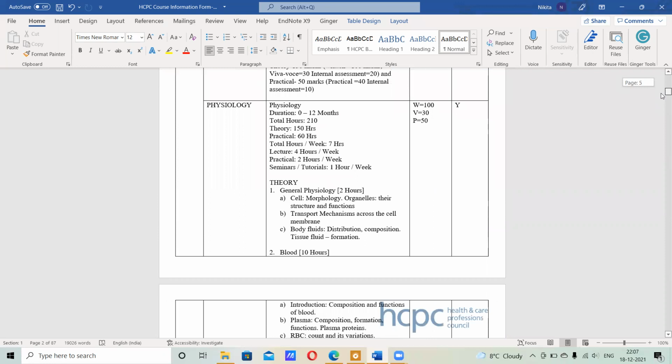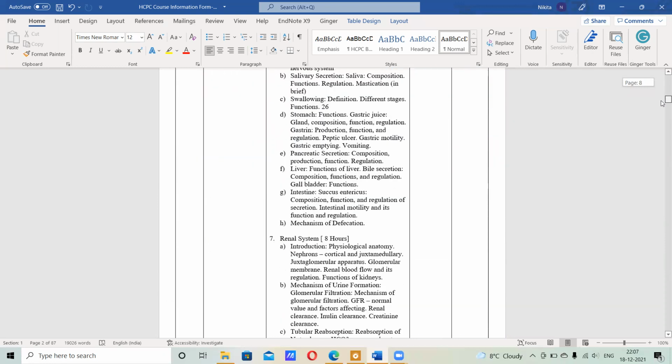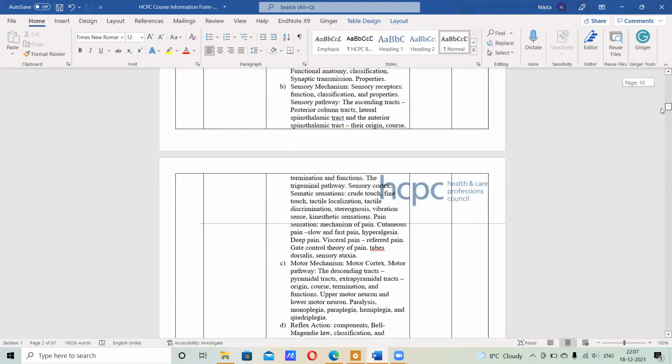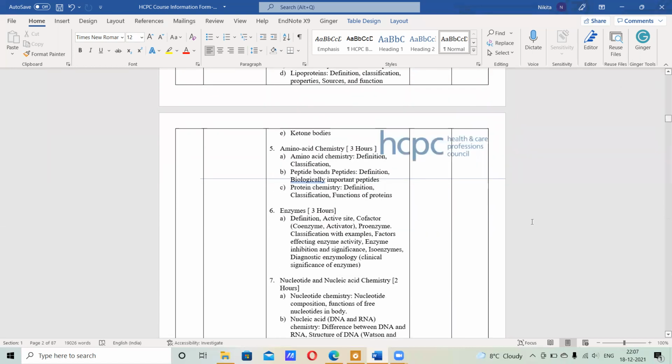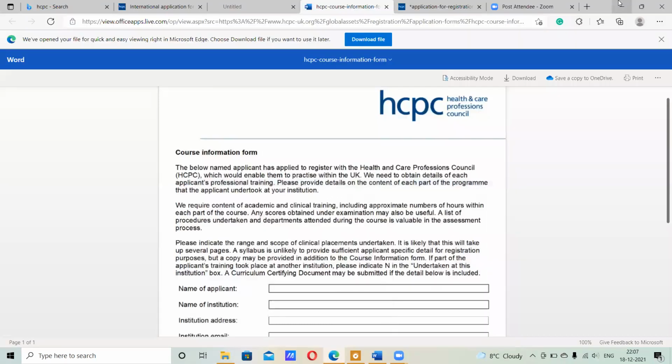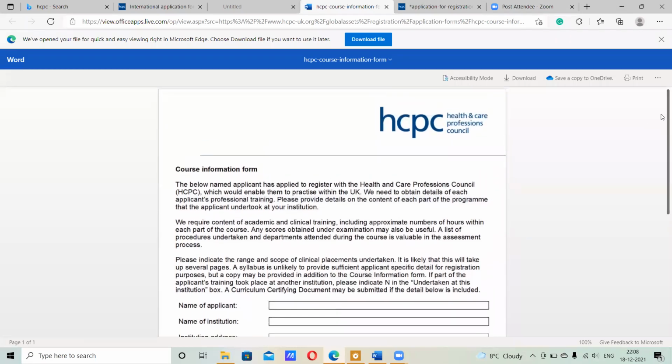And then in a similar way, I had physiology and, whoa, this is really wrong. But you get the idea, right? This is what I would suggest that you all write in this course information form and get it stamped and sealed by your institutional head. So that was all for today.